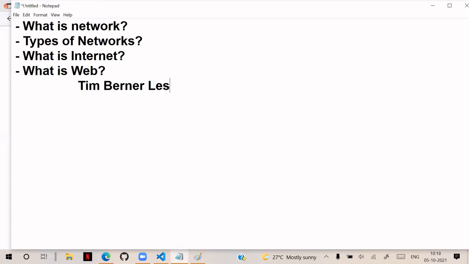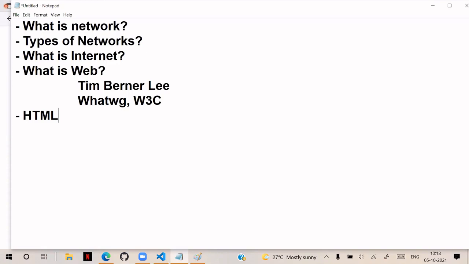And who is maintaining the standards of web? WHATWG and W3C. These two are maintaining the standards of web. And what is the language used for web? The language used for web is HTML. So you need to know these important terms. So that means first you need to have a clarity what is difference between internet and web, right?